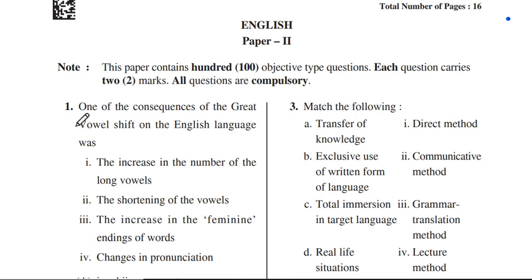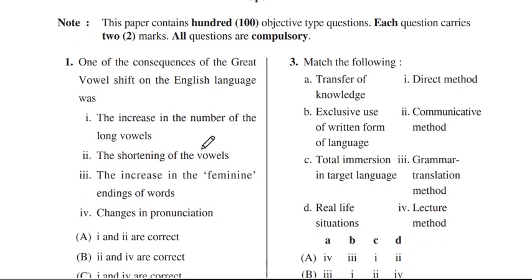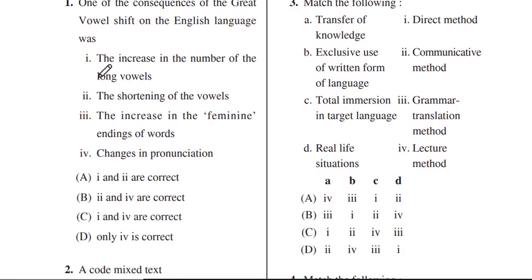The first question: one of the consequences of the Great Vowel Shift on the English language was. Here we have got the options: the increase in the number of the long vowels, the shortening of the vowels, the increase in the feminine ending words, changes in pronunciation. So, for this, the correct answer is B. That means second and fourth options are correct: the shortening of the vowels and changes in pronunciation.